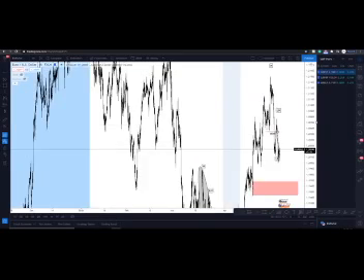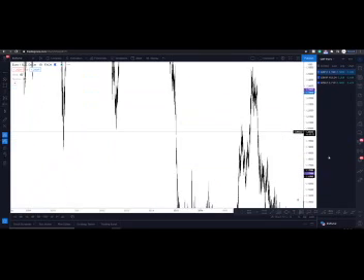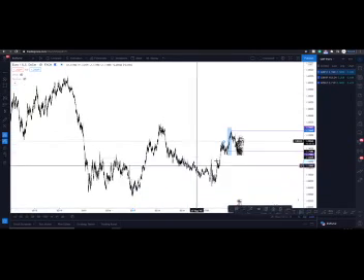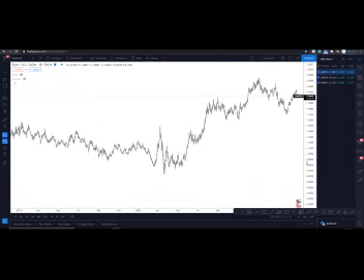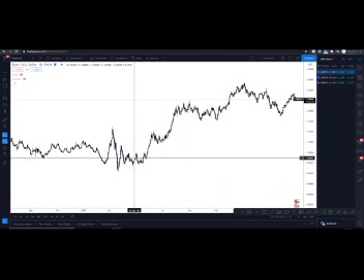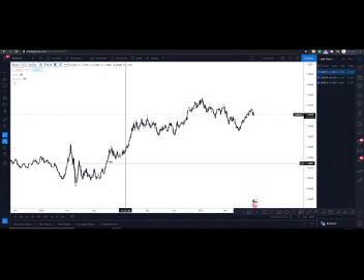Let's go to Euro USD. This was just an example I was doing for my course that I'm releasing. So let's delete everything right here. Remember, accumulation happens at the bottom of a downtrend, getting ready to go up, and distribution happens at the top of an uptrend, getting ready to go down.